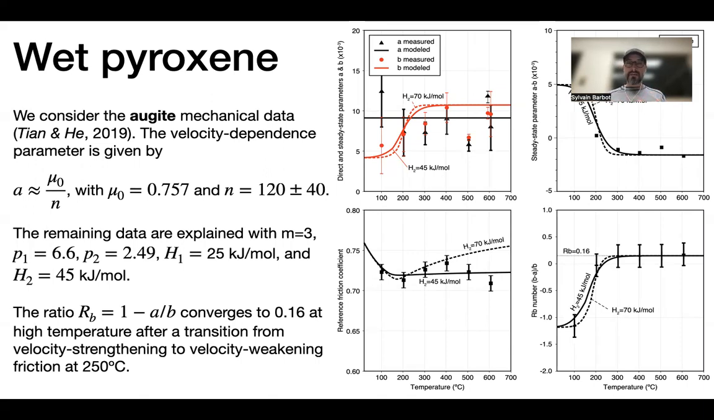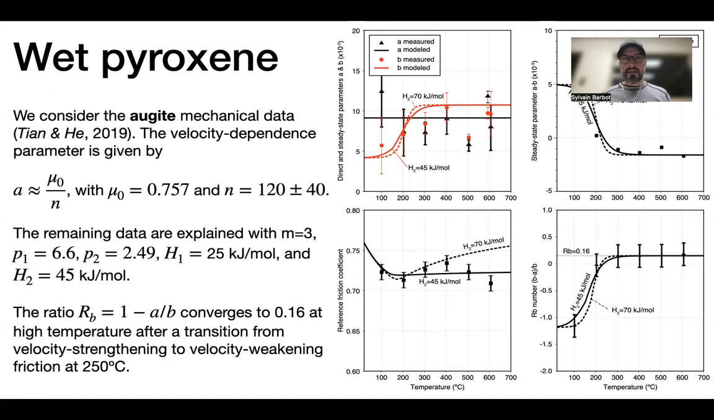So the one I'm showing to you right now is the laboratory data for wet pyroxene. And pyroxene is an important mineral for the brittle lithosphere, the oceanic lithosphere, but it's also an important mineral for many igneous rocks in a continental setting. So it's kind of an important rock-forming mineral.